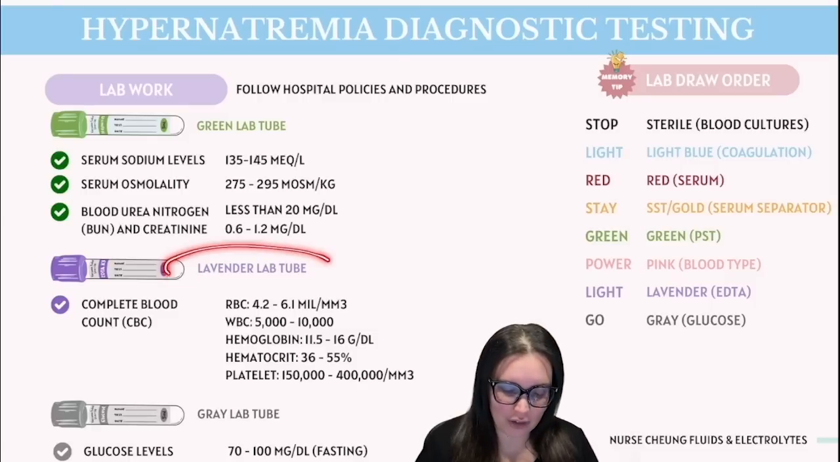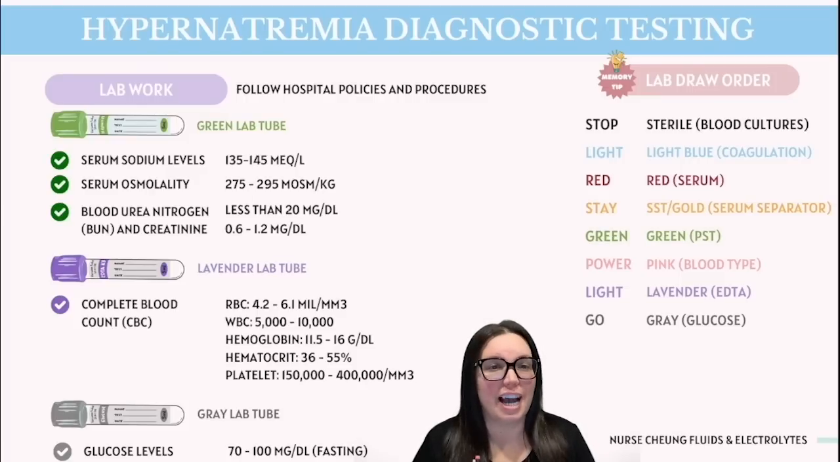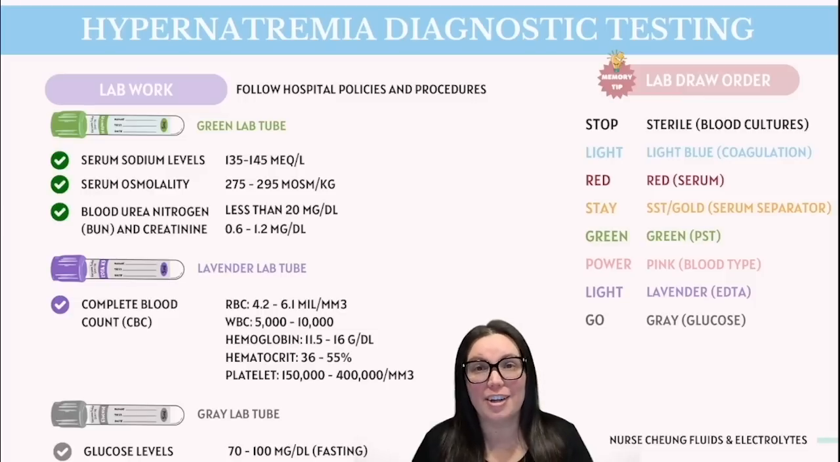Next up, we have our lavender tube, and that's where we're going to run something called a CBC, also known as a complete blood count. And this is going to check for dehydration, like elevated hematocrit and hemoglobin levels. These numbers will typically rise when the body's losing too much water. Now we have to ask ourselves, why would these numbers rise if we're losing too much water?